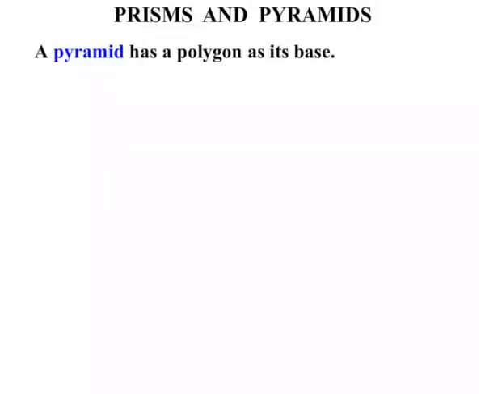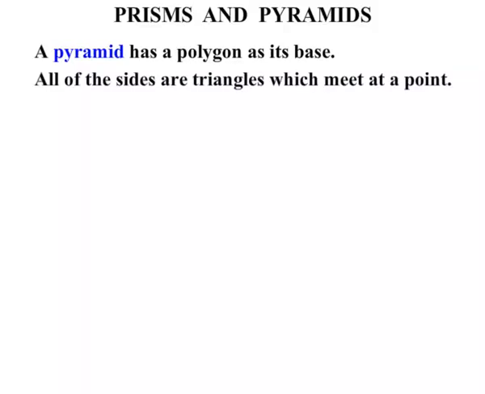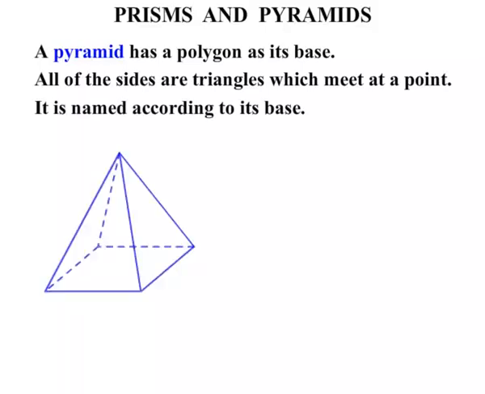Now a pyramid has a polygon as its base, and all of the sides are triangles which meet at a point. It is named according to its base. So we look at this one. The base of it, all 4 sides are equal. It's a square. Even though the way we draw it, it looks like the square's at a bit of an angle, that's the way we draw it. But it is a square base, so it's known as a square pyramid.